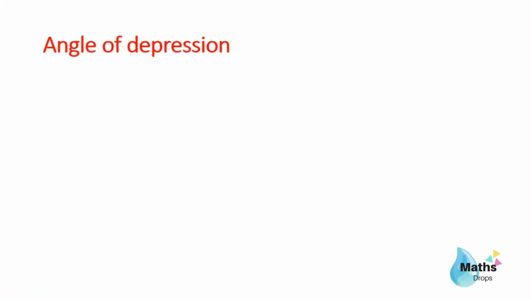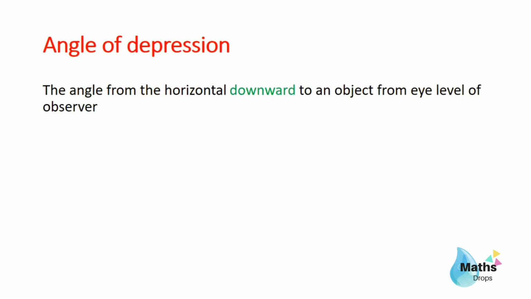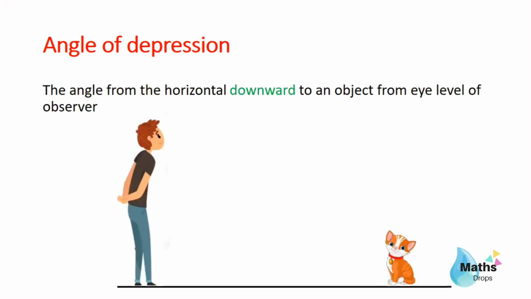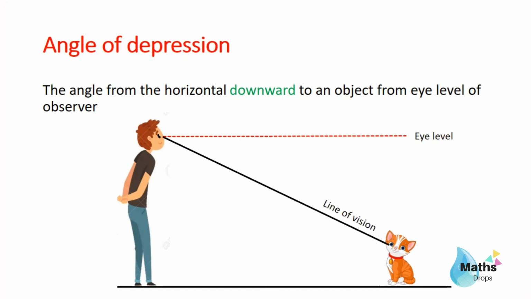Second one, angle of depression. Angle of depression means the angle from the horizontal downward to an object from the eye level of the observer. Let's see the definition also as a visual. There's a flat horizontal surface, a man looking at a cat on the same surface. The red line represents the eye level and the black line represents the line of vision. The angle between the lines represents the angle of depression. Those are the two types of angles used in a scale diagram.